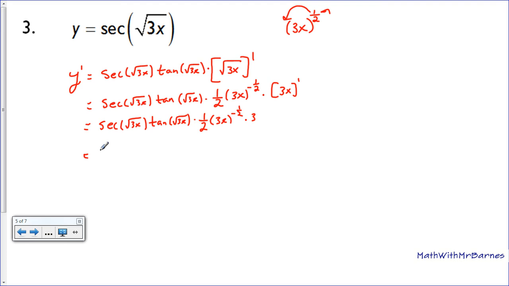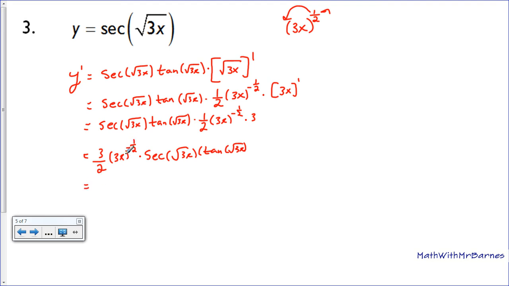I'll rewrite this. I'll put my 3 over 2 in front, and I'll even put that 3x all to the negative half out front as well, and then just my secant root 3x and my tan root 3x. I don't know why I got that bracket there, but I'm not going to erase it, but it shouldn't be there.